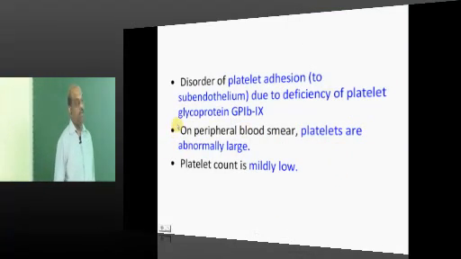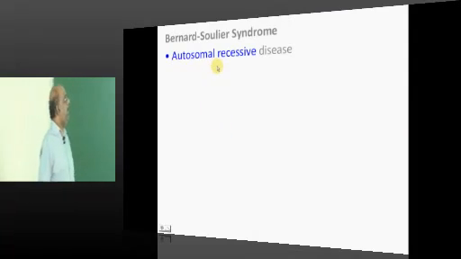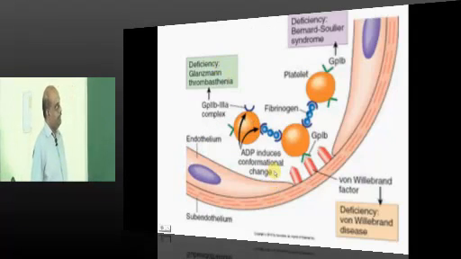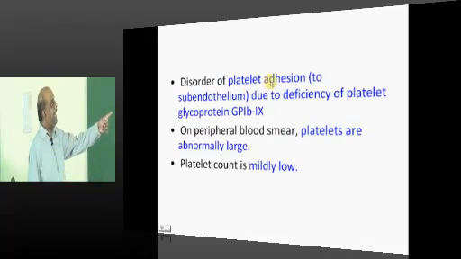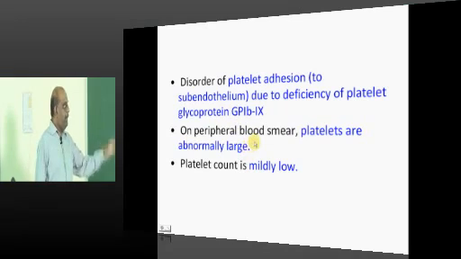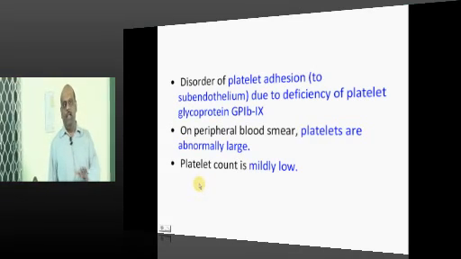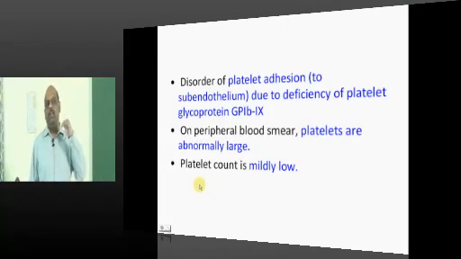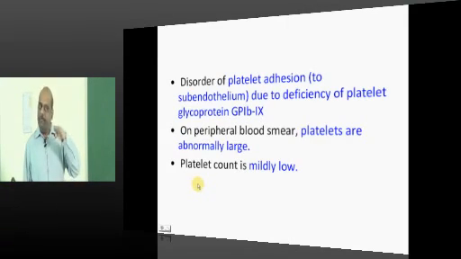Now doctor, fundamentally Bernard-Soulier is the problem of platelet adhesion to the subendothelium, and if you look at the peripheral smear, you find abnormally large platelets, and the platelet count will not be very low, mildly it will be low. But fundamentally it is a functional platelet disorder. Ideally it is expected to show a normal platelet count with a bleeding diathesis, dysfunctionality. But still the platelet count will be mildly low, not severely low.